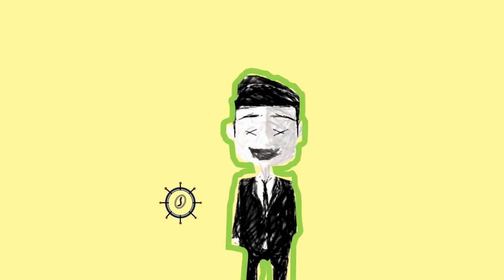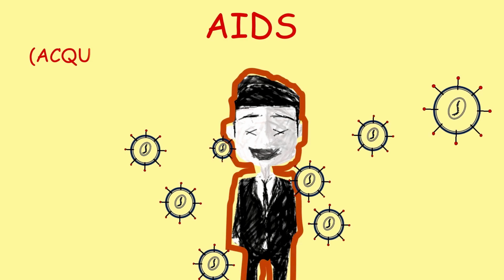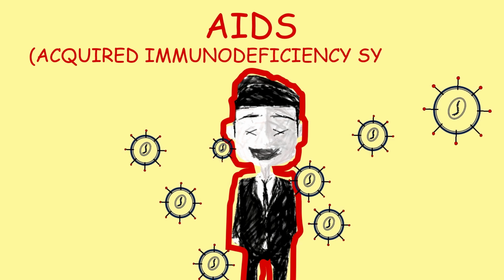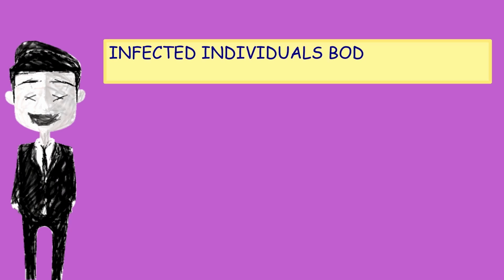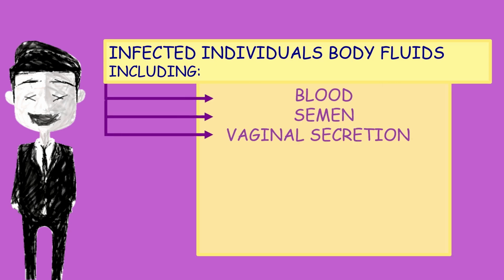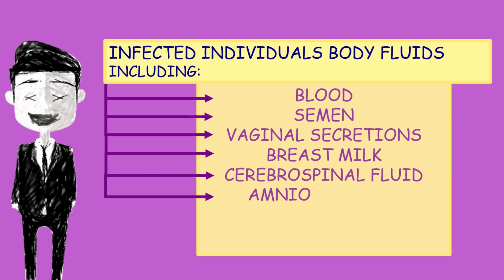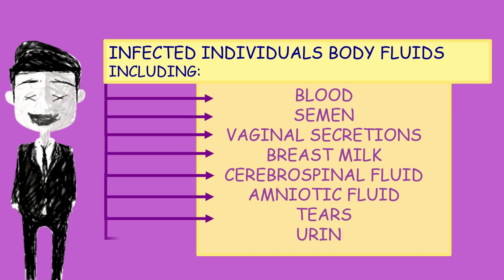The virus attacks the immune system of the infected individual, making him susceptible to various opportunistic infections, eventually leading to AIDS, which is acquired immunodeficiency syndrome. The HIV virus can be transmitted through the infected individual's body fluids, including blood, semen, vaginal secretions of females, breast milk of the mother, cerebrospinal fluid, amniotic fluid, tears, and urine.